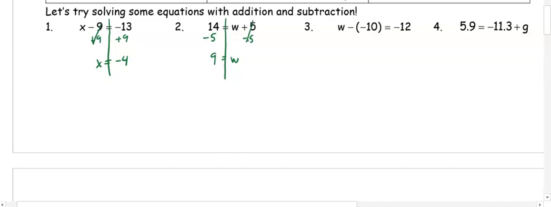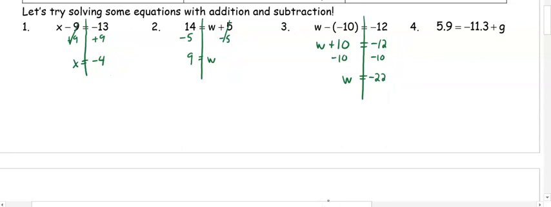In number 3, we can simplify this. Remember, when there are two negatives in a row, it becomes a plus. So we have w plus 10 equals negative 12. We can subtract 10 from both sides, so w equals negative 22. In number 4, we have 5.9 equals negative 11.3 plus g. So we can add 11.3 to both sides. So we get 17.2 is equal to g.